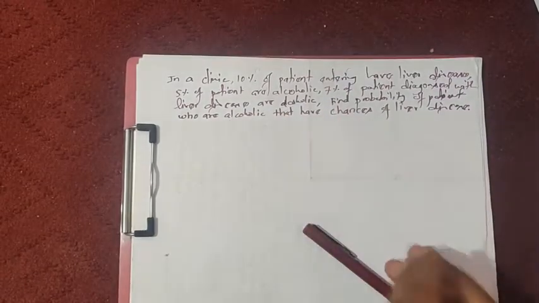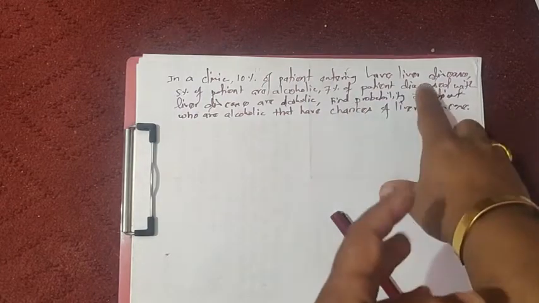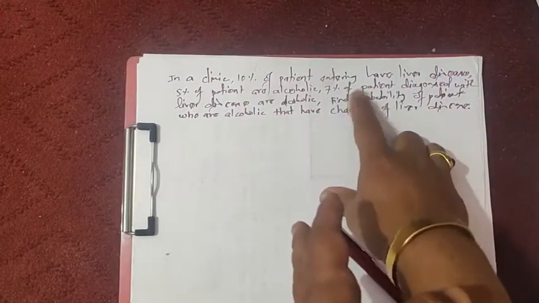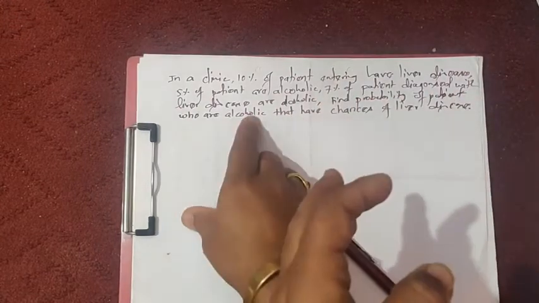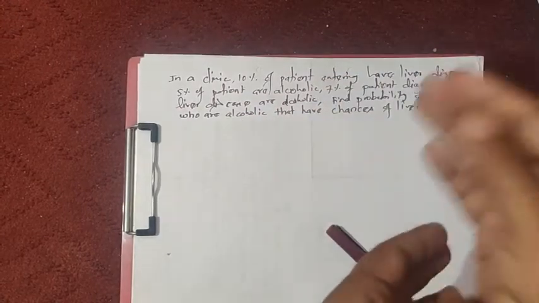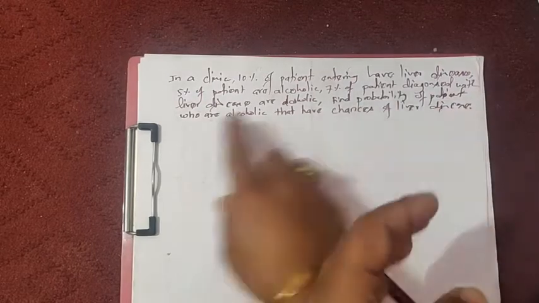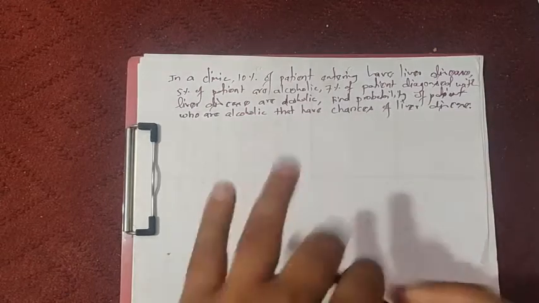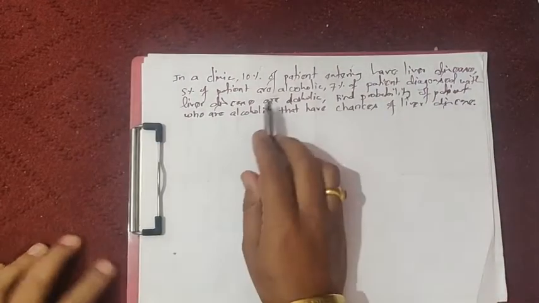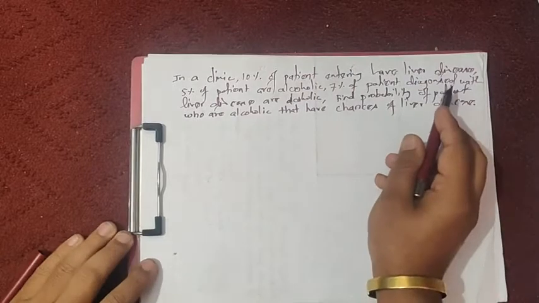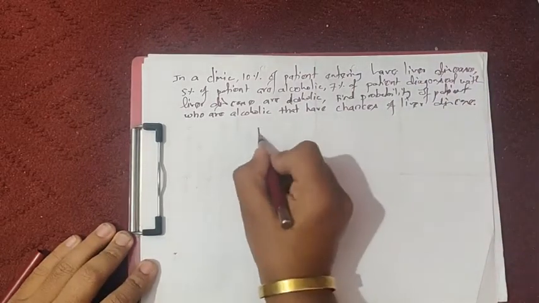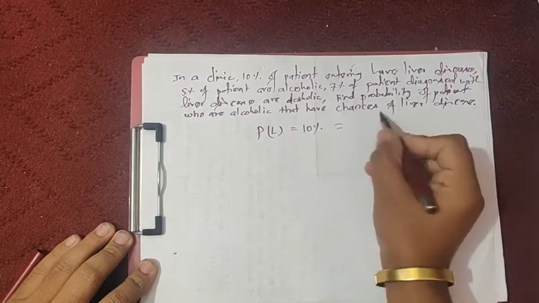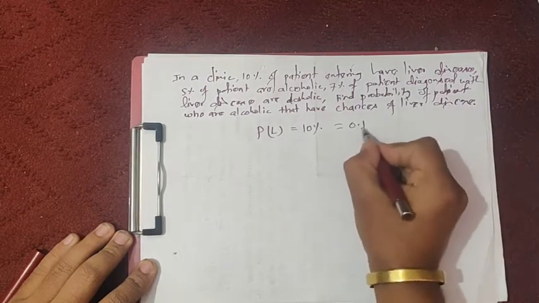In a clinic, 10% of patients entering have liver disease, 5% of patients are alcoholic, and 7% of patients diagnosed with liver disease are alcoholic. We have to find the probability of patients who are alcoholic that have a chance of liver disease. So 10% of patients entering have liver disease, let us consider it as P(L). So it is 10%, which means 10 by 100, that is 0.1.